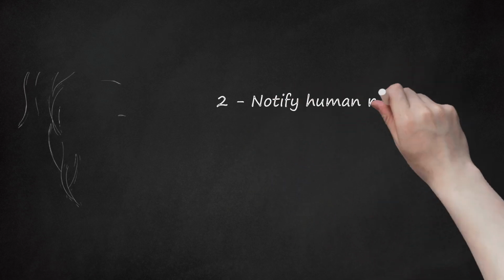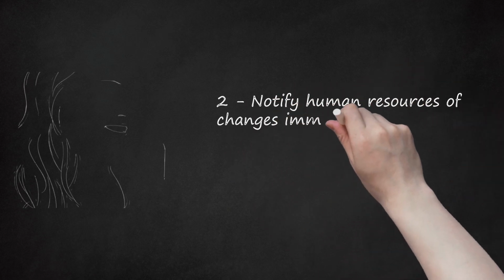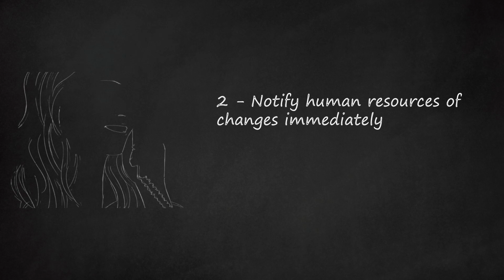2. Notify human resources of changes immediately. If an employee is transferred to a different department or shift, that change could potentially result in an over- or underpayment. For this reason, payroll records should be updated so the change is reflected on the first applicable paycheck. If there isn't already one in place, establish an efficient communication system for relaying changes.